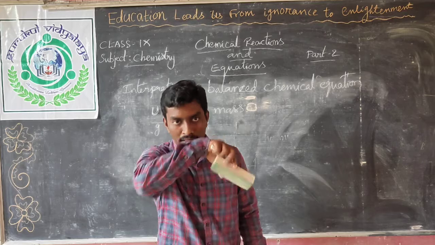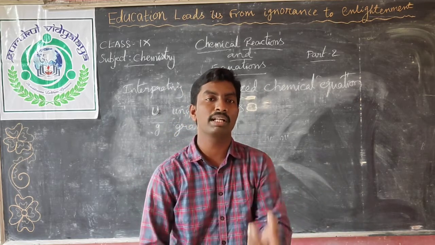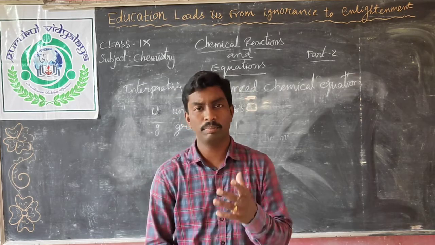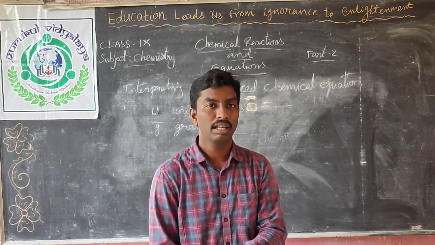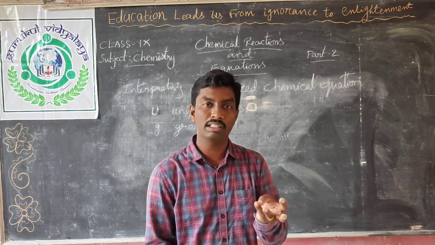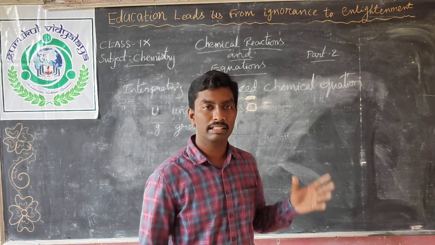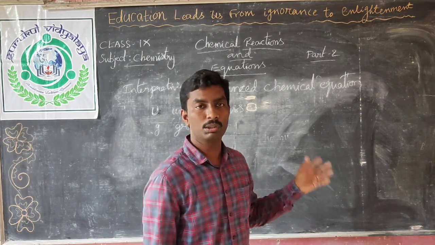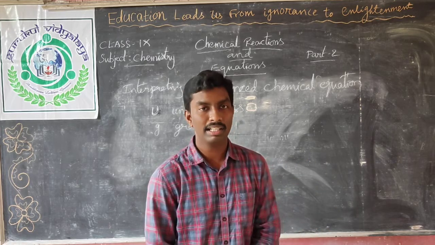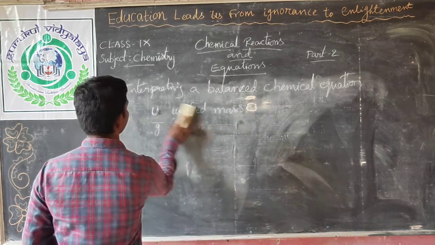Here also, by using Avogadro's number, the number of molecules in any chemical equation can be calculated. It may be by using the mass relationship, mass-volume relationship, volume relationship, or mass-volume-number of molecules relationship. By using these relationships, we can calculate the number of molecules, number of atoms, and mass, that means atomic mass, in the chemical equation. By that we can represent the balanced chemical equation.